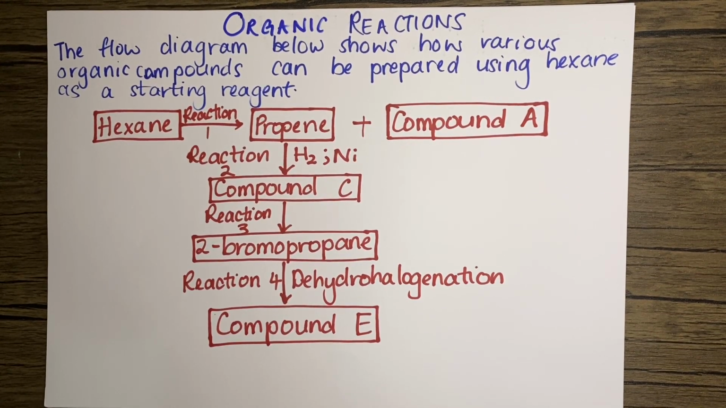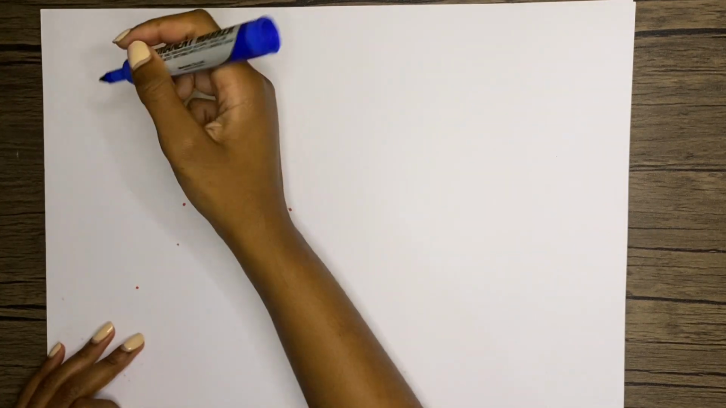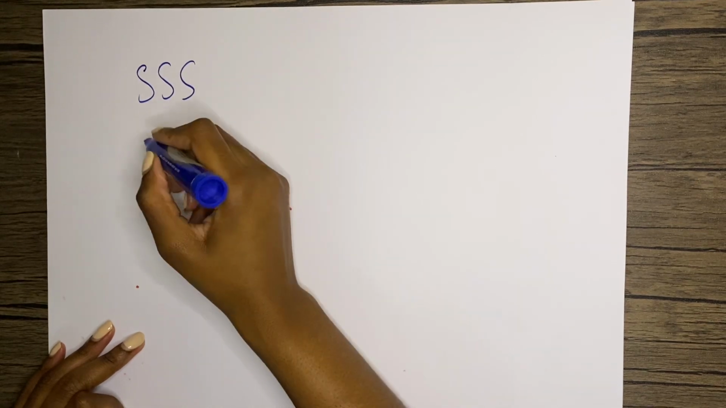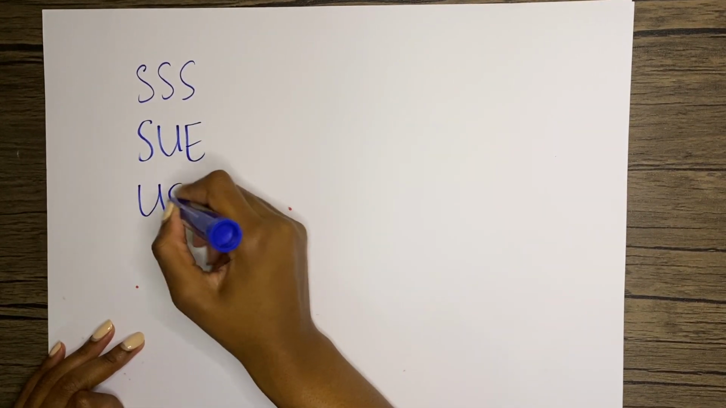as a starting reagent. Before I get on with this, I'm going to be using some abbreviations. I don't know if you call them abbreviations or mnemonics, but one of the two that help to be able to break down the flow diagram, right? Those are triple S, USA.